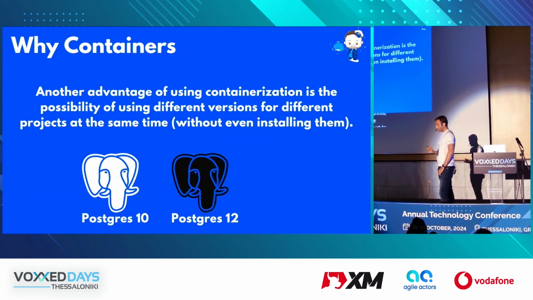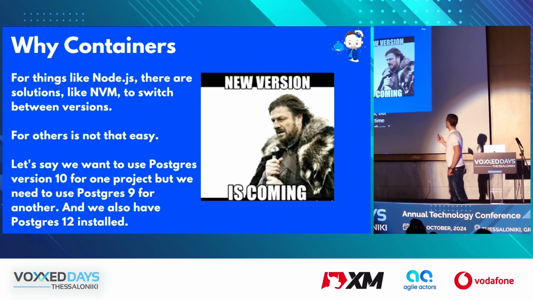And an advantage of using containers is that we can work on different projects at the same time, projects that have the same software, for example, Postgres, but different versions at the same time, without having even to install them. I haven't been installing a database since 2016 and 2017. For Node.js, we have something like NVM to switch between different versions. But for other programming languages, for example, Python, it's not that easy to switch between different versions. Or maybe we don't want to install that version on our PC.